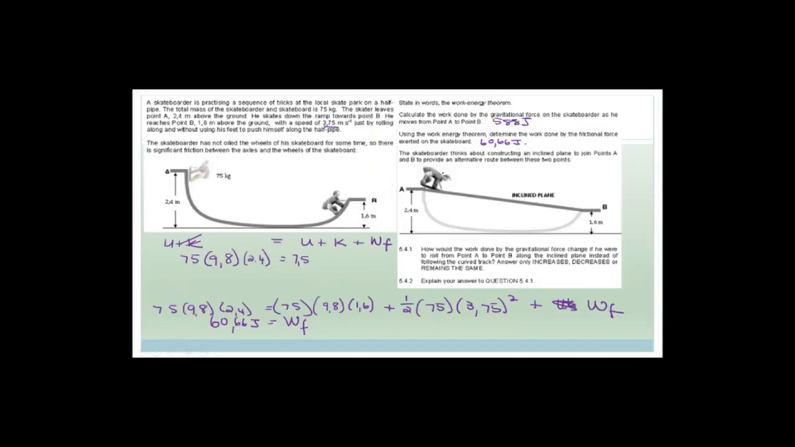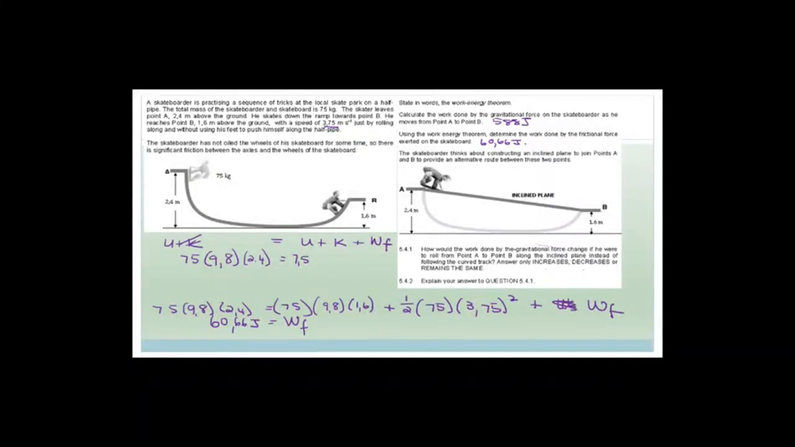The skateboarder thinks about constructing an inclined plane to join points A to B to provide an alternate route between these two points. How would the work done by the gravitational force change if we were to roll from point A to point B along the inclined plane instead of following the curved track? Answer only increases, decreases, or remains the same.